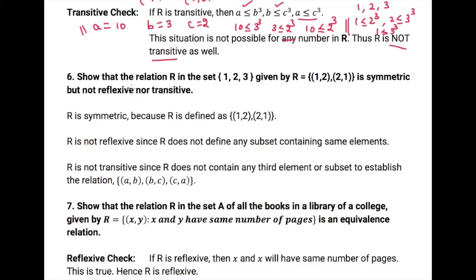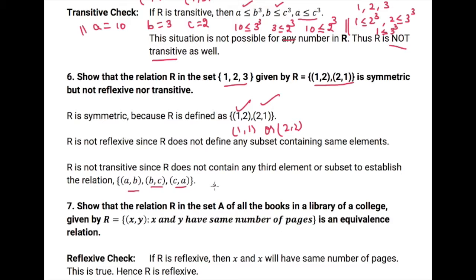Show that the relation R in the set {1, 2, 3} given by {(1, 2), (2, 1)} is symmetric but not reflexive nor transitive. It is symmetric because we have (1, 2) and (2, 1). It is not reflexive since we don't have (1, 1) or (2, 2) for that matter. And it is not transitive because it doesn't contain any third element such that (a, b), (b, c) and (c, a) satisfy R.